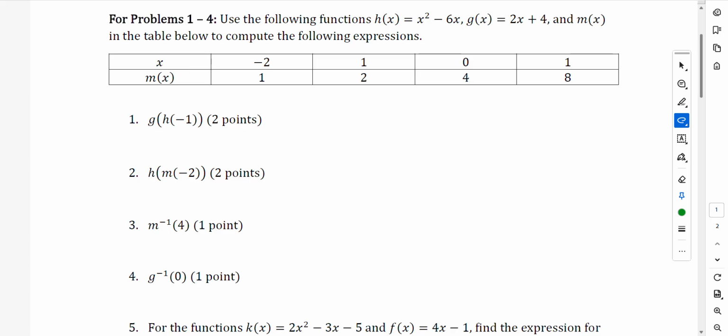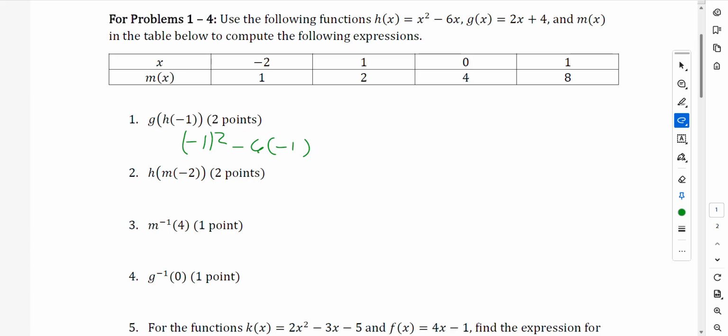So 1, h of -1. There are too many people still doing this. What is wrong with that? Olivia, what's wrong with this? What symbol am I missing? Yeah, oh, you need parentheses. There are too many people that did not put parentheses around the -1 when they squared it.